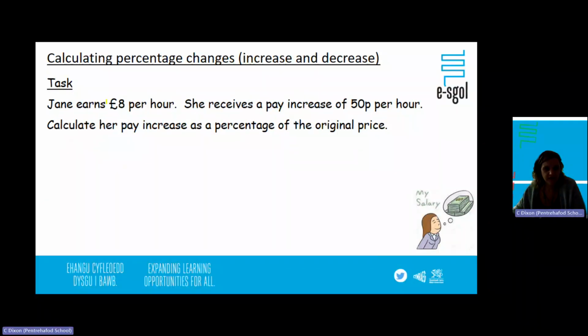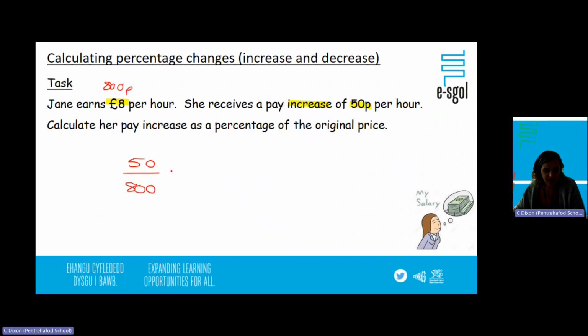Okay, so Jane earns £8 an hour. She receives a pay increase of 50p. Calculate her percentage increase of the original. So the change is the 50p, but we've got different units here and you need to have them in the same units. £8 is 800p, so I'm going to use that for my calculations. 50p is the change. 800 is what I'm using as the original, not the pounds version. I'm going to get everything in pence.